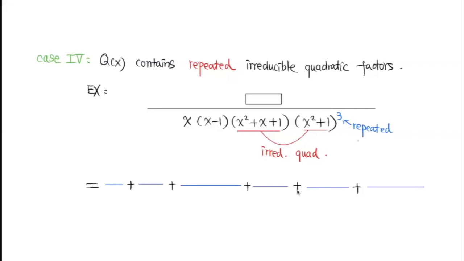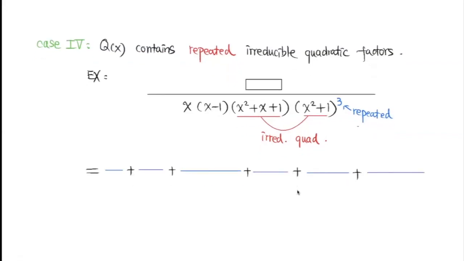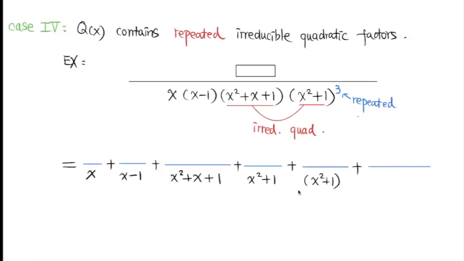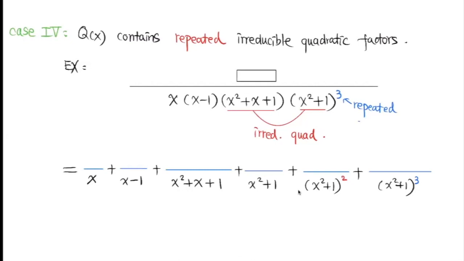So the slide before is really long. It has 6 of them. The first one over here will have the first linear factor x, it doesn't repeat, so only 1 time. And then this one x minus 1, it doesn't repeat, and x squared plus x plus 1. And then when we get to this one, guess what I should put here? X squared plus 1. And then the next one, x squared plus 1 squared. And then the next one, x squared plus 1 to the third power. Once you reach this maximum power, then it's okay.